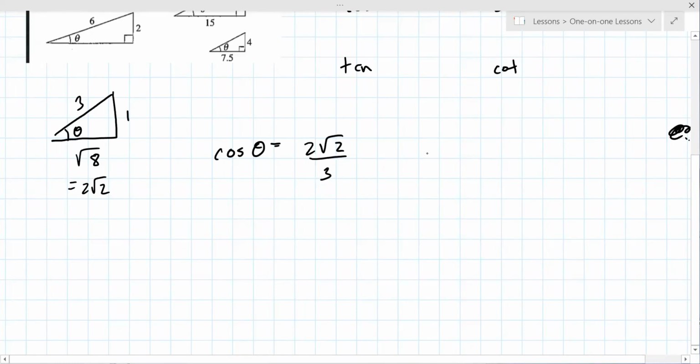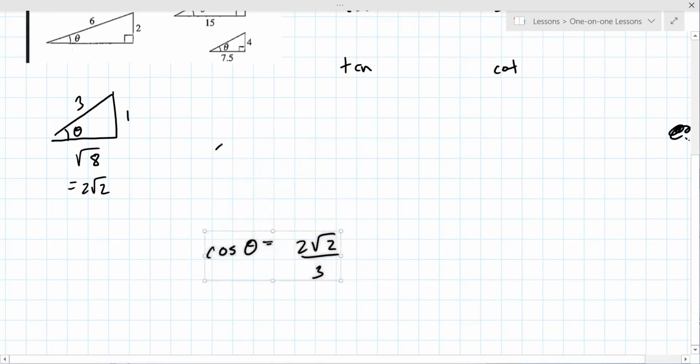I don't know why I chose that. I should have done sine first. Let me actually just move this all down. That was the wrong order. So sine theta is 1 over 3. Cosecant theta is the reciprocal of this, so that's 3 over 1.